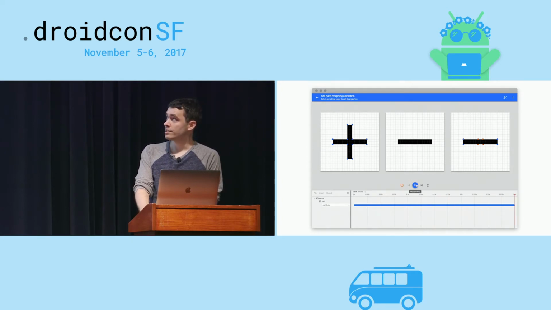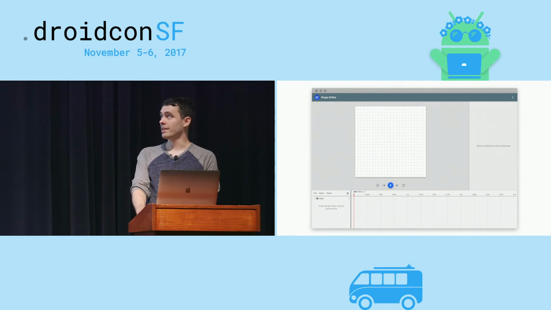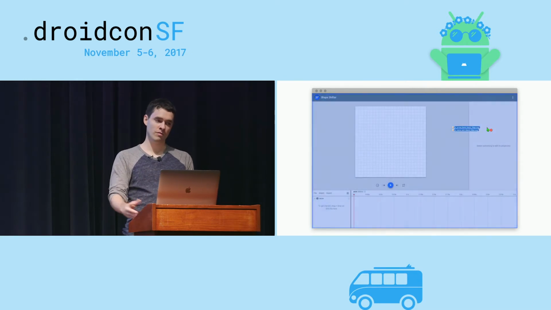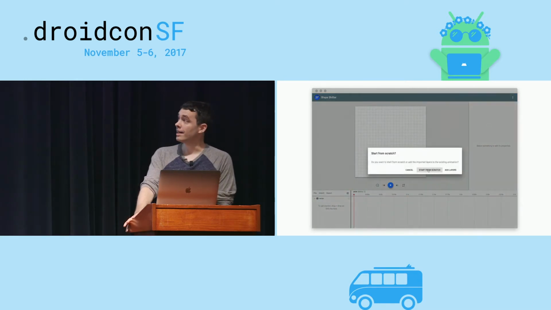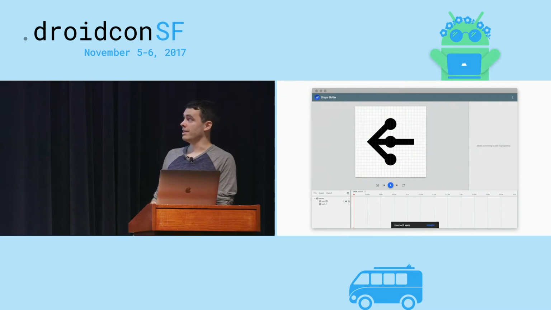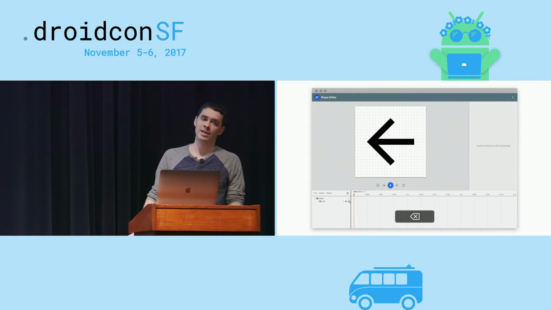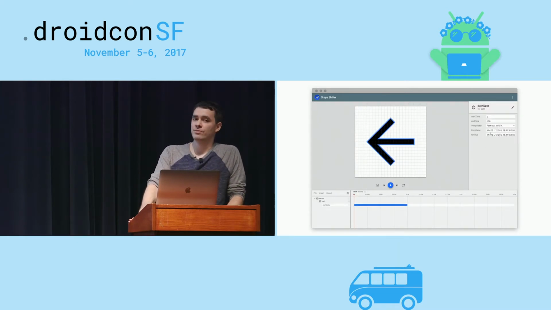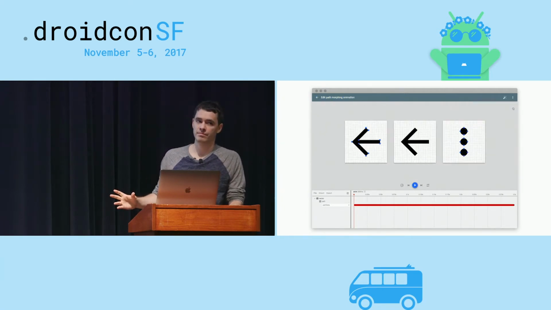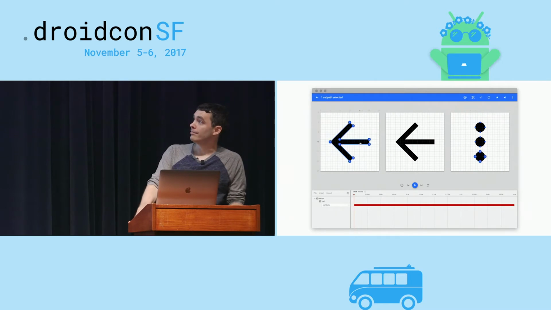So that was plus to minus, but what about something more complicated like an arrow to an overflow icon? I say it's more complicated because the arrow is one shape, the overflow icon is 3. So how do you do that? How do you morph one shape into 3? And the answer is, you can split the arrow up into 3 shapes.